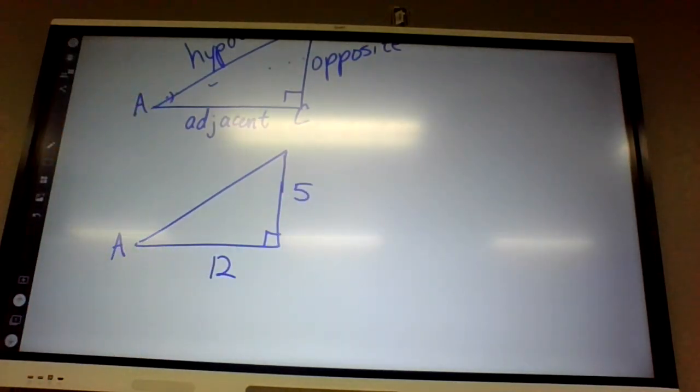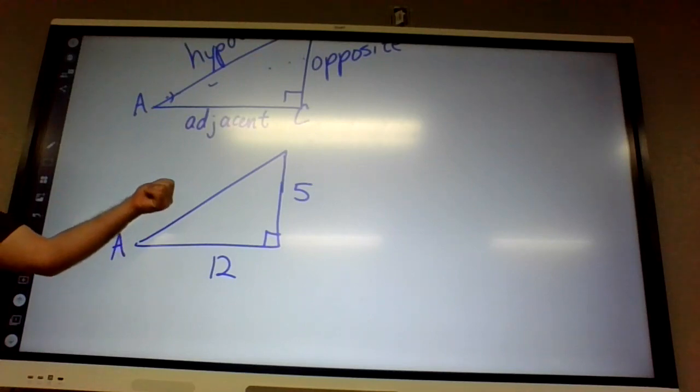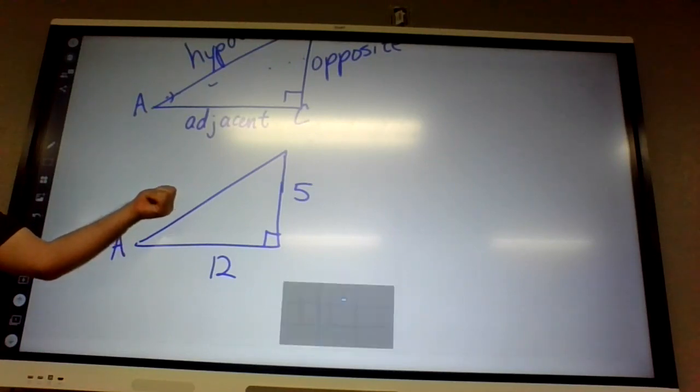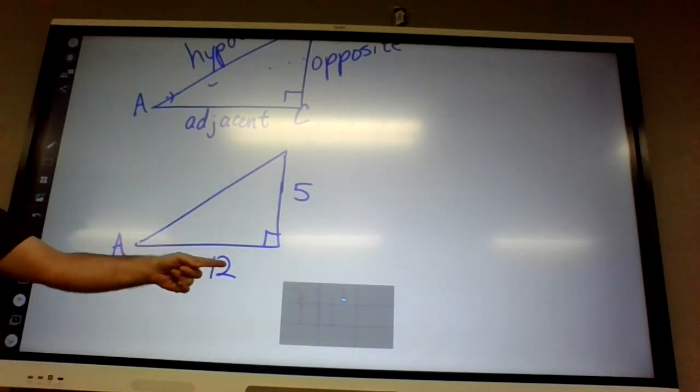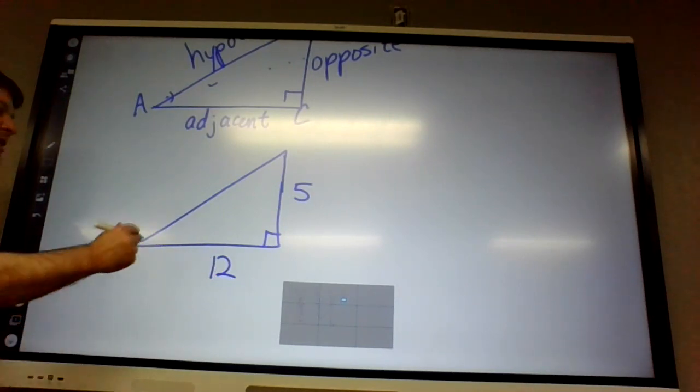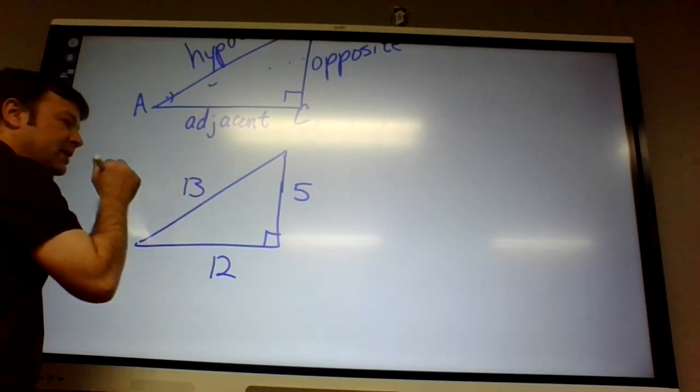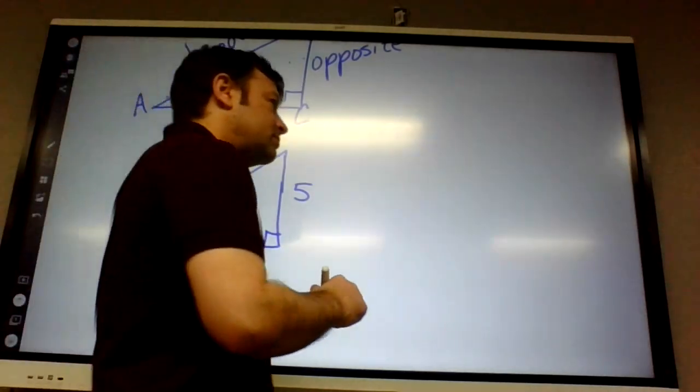If I only knew these 2 things, guys, how could I find this one? A squared plus B squared. Right. 5 squared plus 12 squared equals this squared. I'm going to go ahead and skip ahead to the answer here. Okay, 13. This is practice.